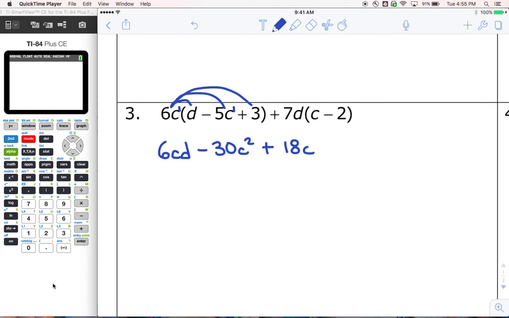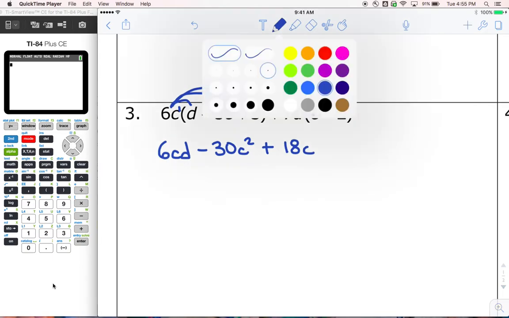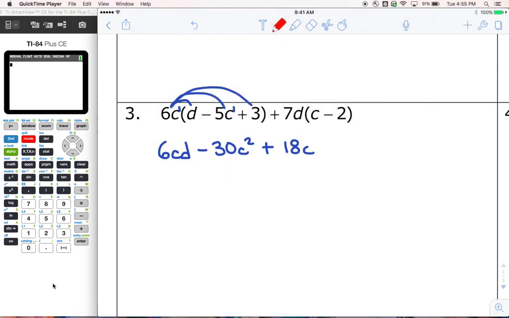Now we're done with the distribution. We have to look at the next part of this. So now we're going to do the distribution in the next term. Now 7d is multiplying times c. So I'm going to get a positive 7cd. Notice that I wrote cd instead of dc. That's just because in math we like to go in alphabetical order with our letters if we can. So 7cd. And then 7 times negative 2 is negative 14. And don't forget you need a d on there because you got it from that outside term.